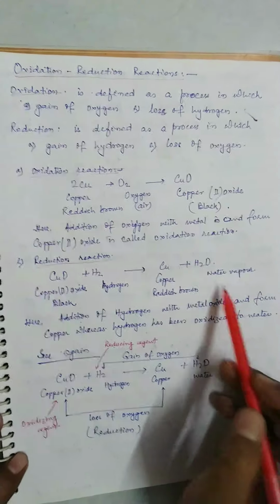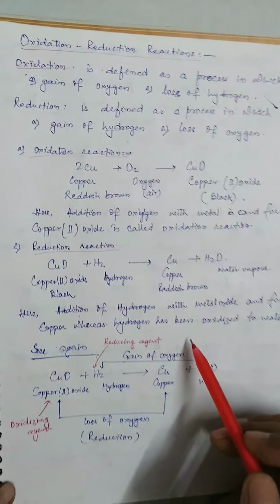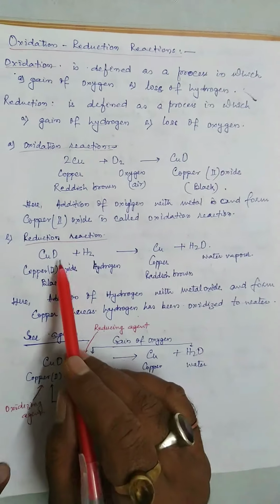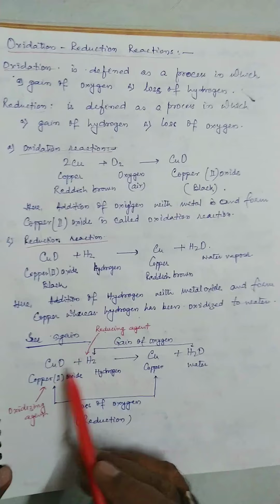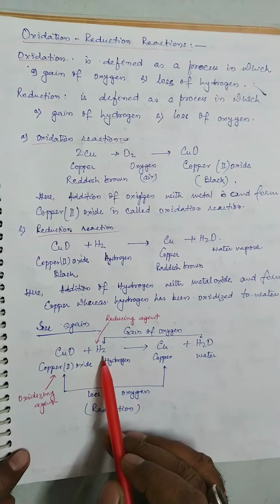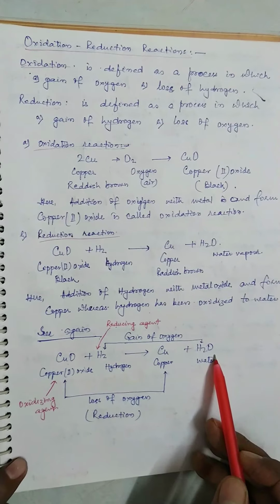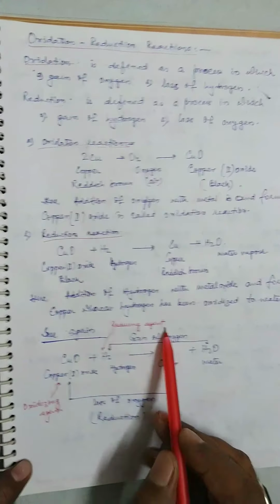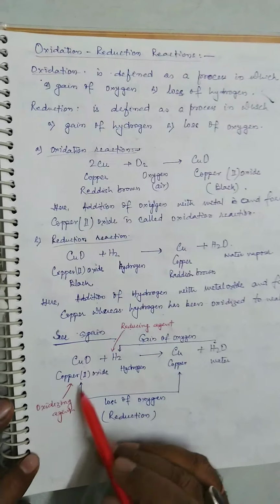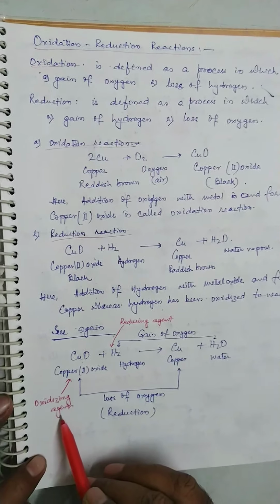whereas hydrogen has been oxidized to water. This is called reduction reaction. Now we see copper oxide plus hydrogen gives copper plus water. We see here the reducing agent. Hydrogen is a reducing agent and copper oxide is an oxidizing agent.